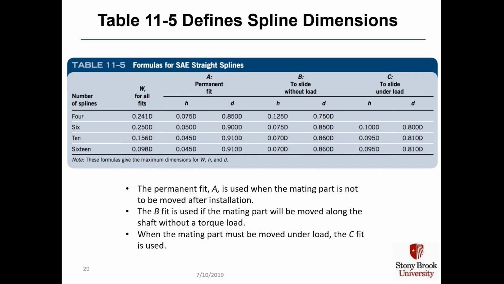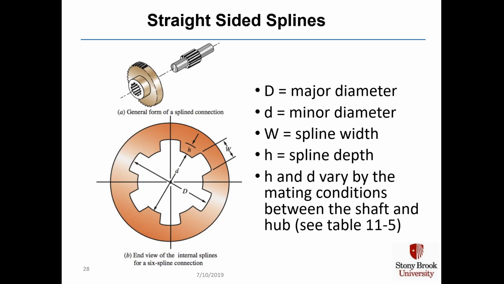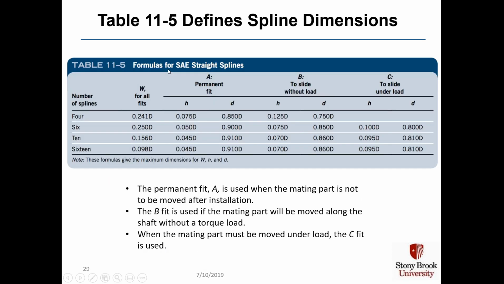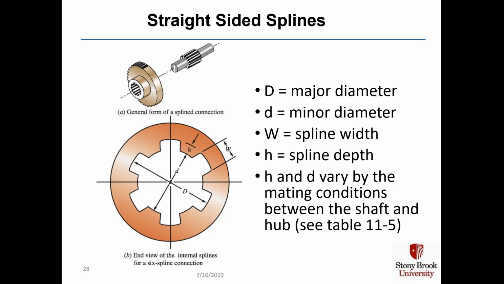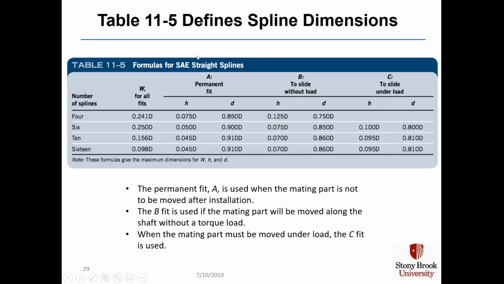B fit is used if the hub will be moved along the shaft without a torque load, meaning you take the shaft and you manually move it in this direction when the machine is not moving. And C is if you want the shaft to be able to move axially when you're transmitting torque. So here the spline on the shaft is in the hub, and you're not only moving torque, but you want the shaft to move in and out. C is the loosest fit.